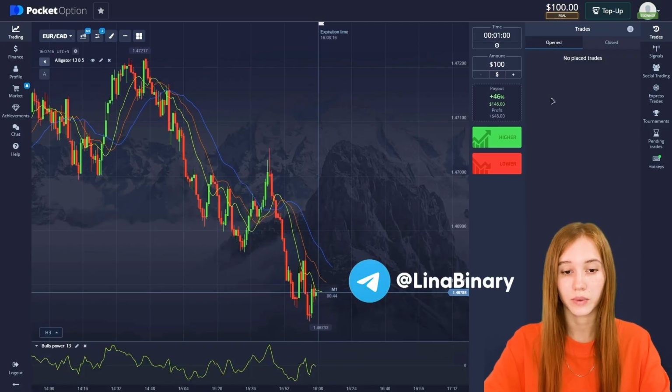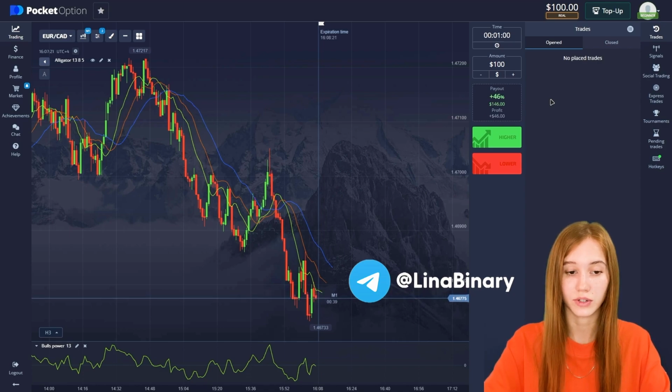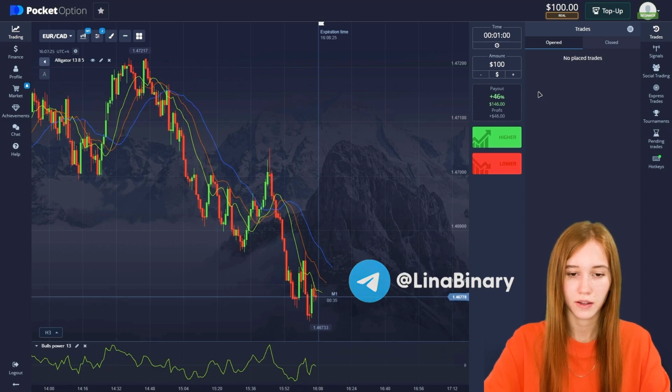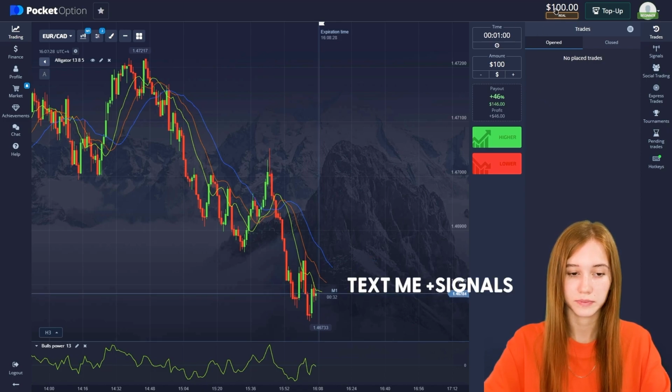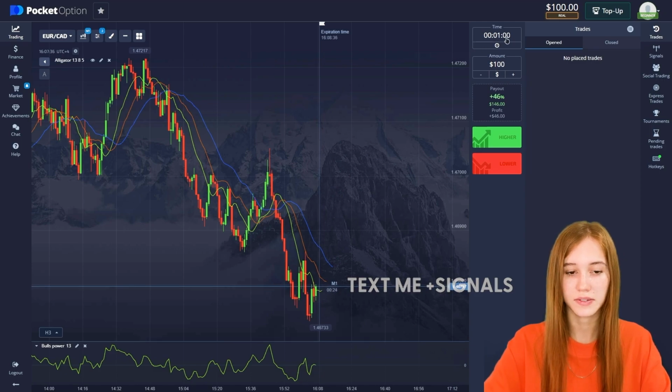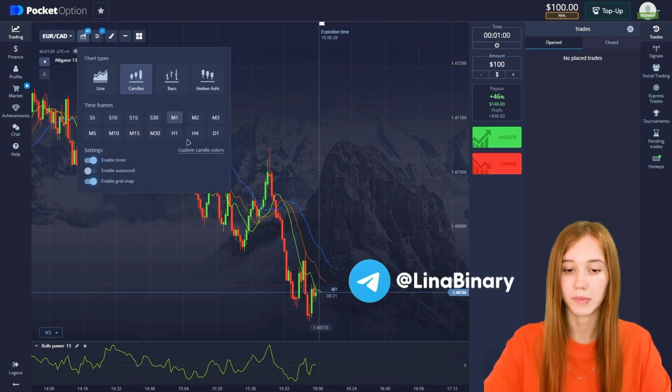So $100 is the deal amount for today. There will be minute trades. And let's start our trading. So there will be minute trades, as I said, therefore we include a minute time frame and candles.